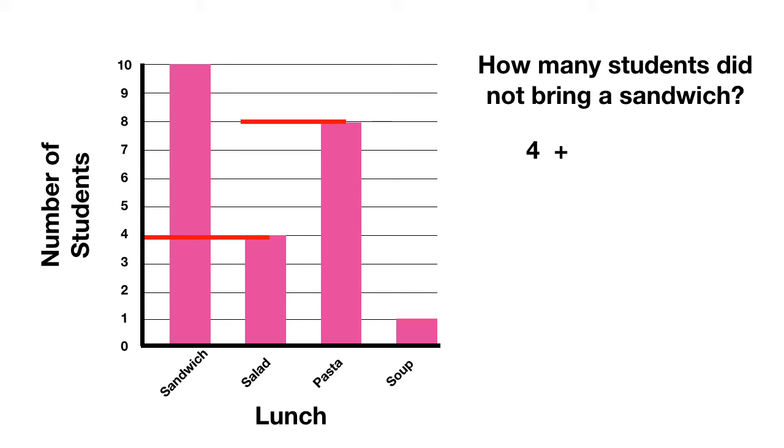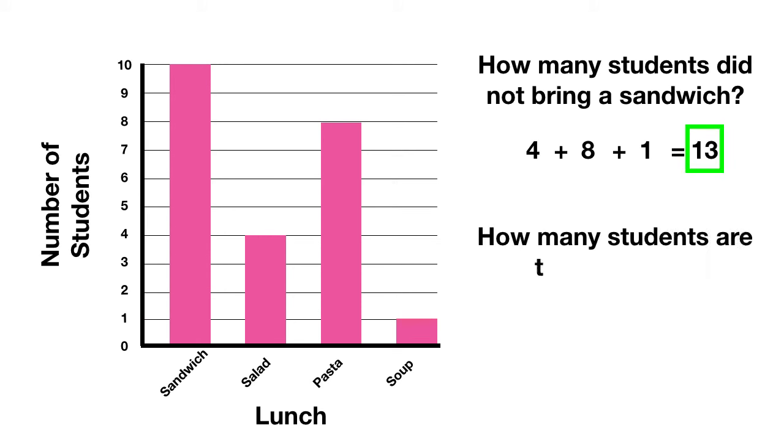Well, we can see pasta is at 8. 8 students brought pasta. Finally, we could add in soup. We see soup is at 1. 1 student brought soup. When you add this all up, 4 plus 8 plus 1 equals 13 students. Our next question is, how many students are there in total? Well, to answer this, you just need to add up all of the bars.